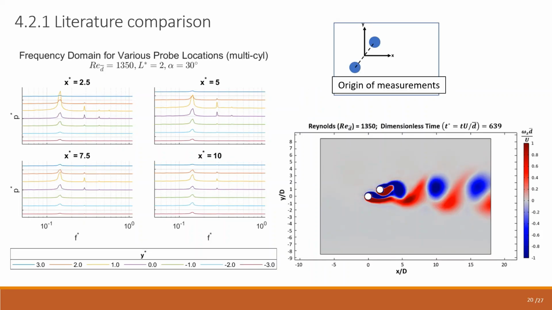As a comparison to Sumner et al., a study on the location of the pressure probes was performed. Using 7 probe locations in Y and 4 probe locations in X, it is found that the power spectra can show a second or third peak depending on the location of the probe.